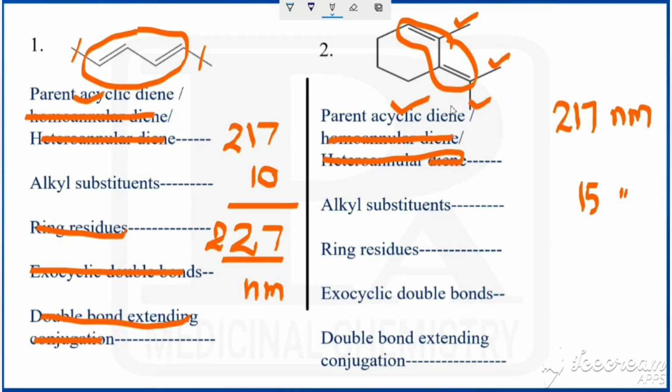And ring residues. So how many ring residues are there? So this would be the parent. This is one ring residue, and this would be one ring residue. So totally 2 ring residues are there. What is the value for a ring residue? That is 5. So 2 into 5, that is 10.